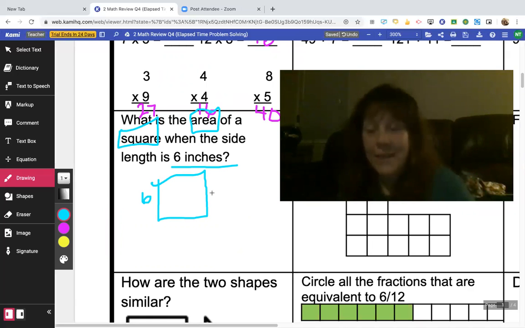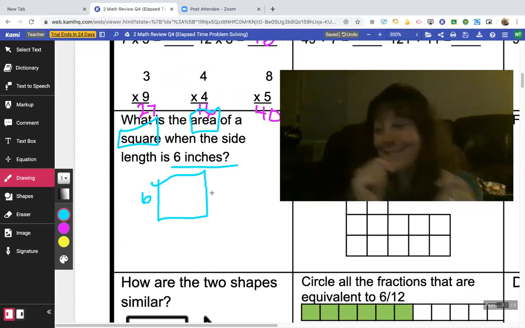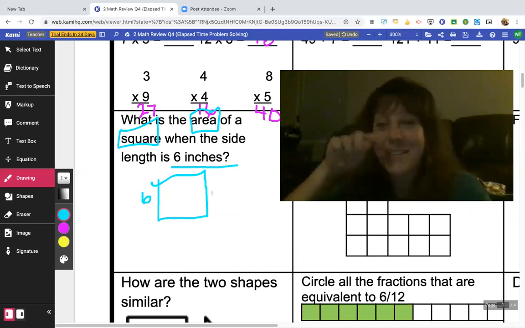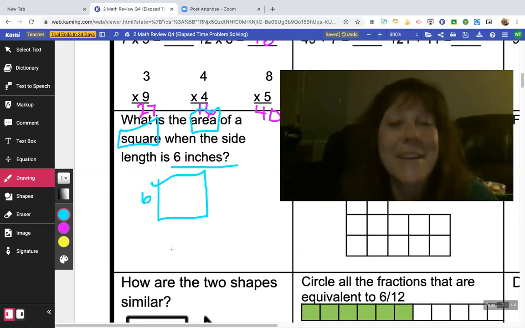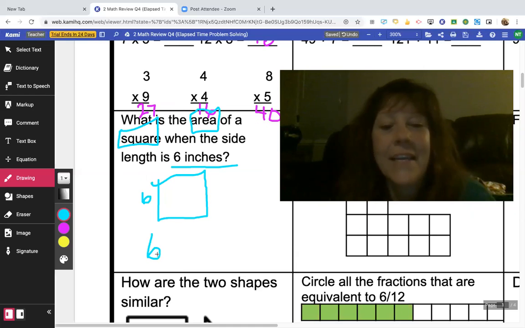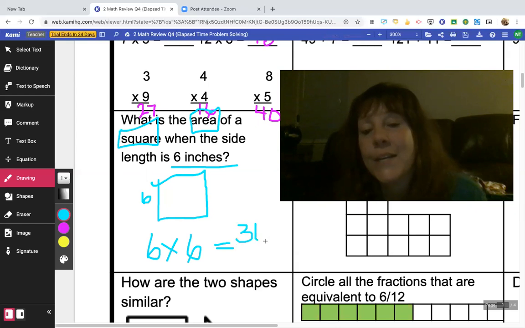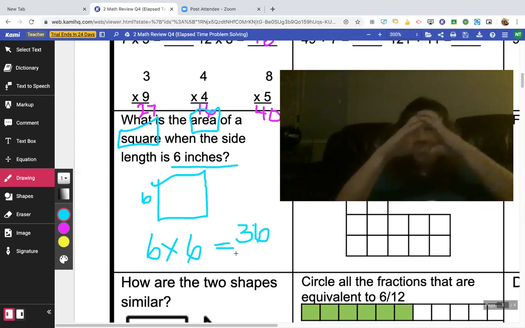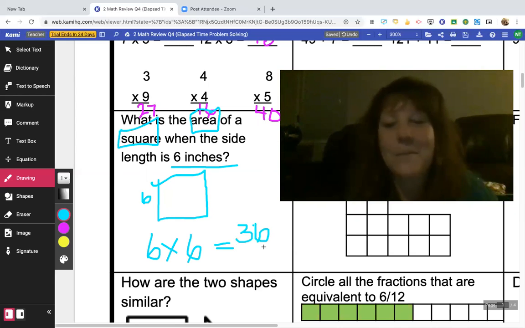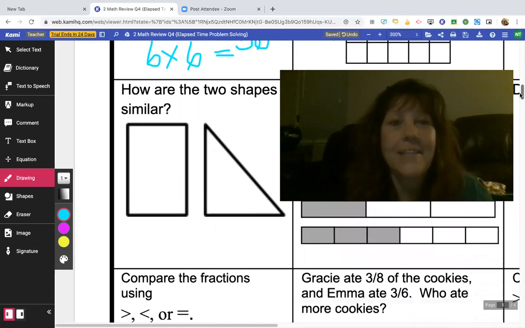Now area is multiplication. Remember, and perimeter is plus. We add all the sides. So this one's area. So I know that my answer I'm going to get by doing 6 times 6 equals 36. And that would be 36 square inches. Oh, that 6 is really ugly. Okay, because we're counting up the space that it takes up. So 36 square inches.